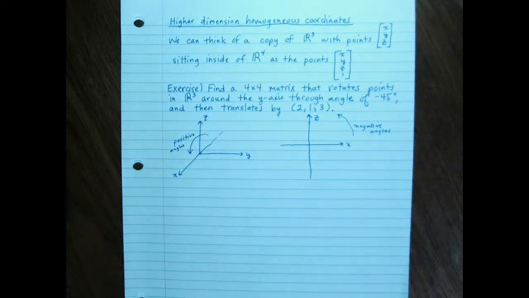I'd like to do one more example from section 2.7, and we're going to crank it up a little bit further here and try something a little bit more abstract. We're going to work with higher dimension homogeneous coordinates. In order to do this, we're going to think of a copy of R3 three-dimensional space with points x, y, z sitting inside of R4 as the points with coordinates x, y, z, 1 with a 1 in the fourth entry. So this is very analogous to imagining a copy of R2 sitting in R3.